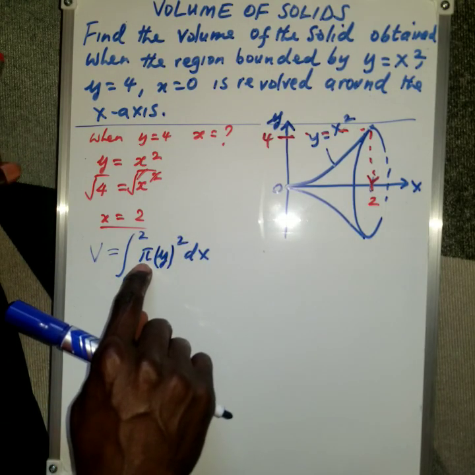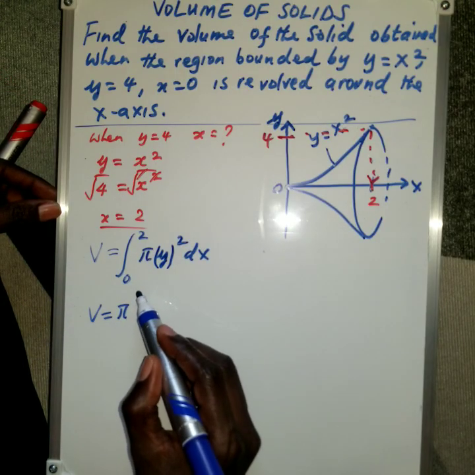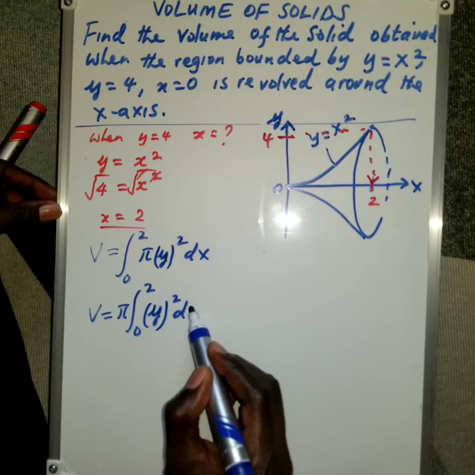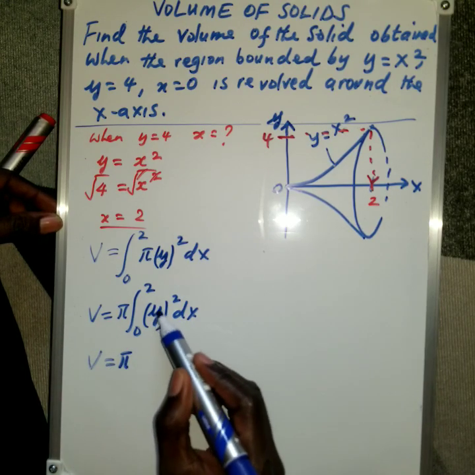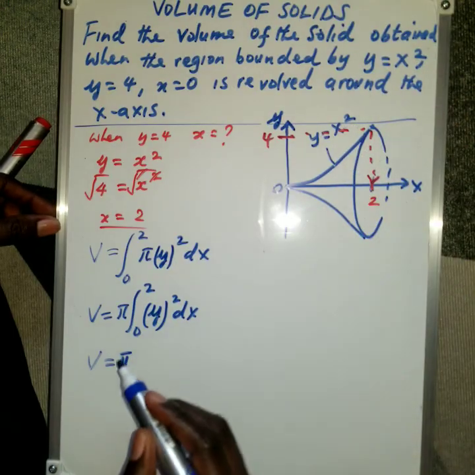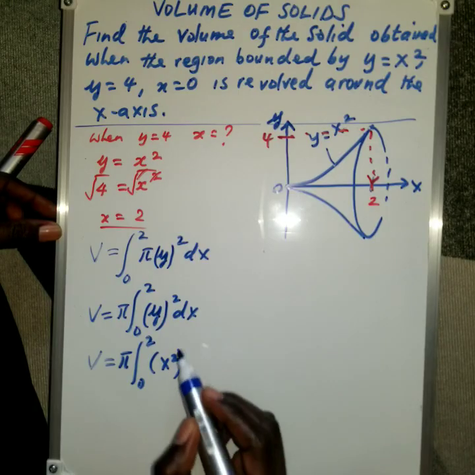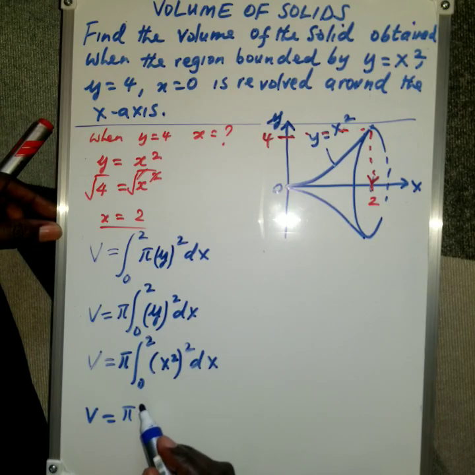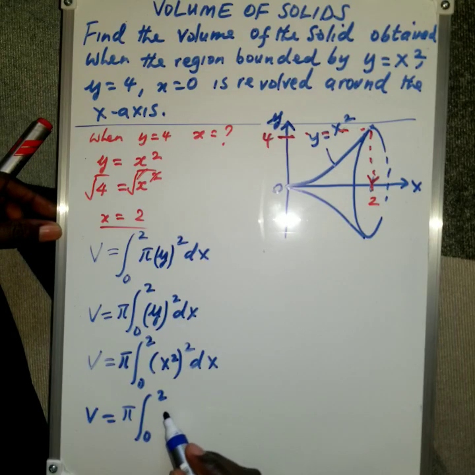Now because this pi is a constant, we can move it out. So the volume is equal to pi outside, because it is a constant, from 0 to 2, then that would be y raised to the power 2, dx. In this case, we can replace what our y is. Remember, the equation is this one that we have there. So it is going to be from 0 to 2, my y is x squared, but again, this should be raised to the power 2. So volume will be equal to pi, in my limit from 0 to 2, x squared raised to the power 2 to give us x raised to the power 4, dx.